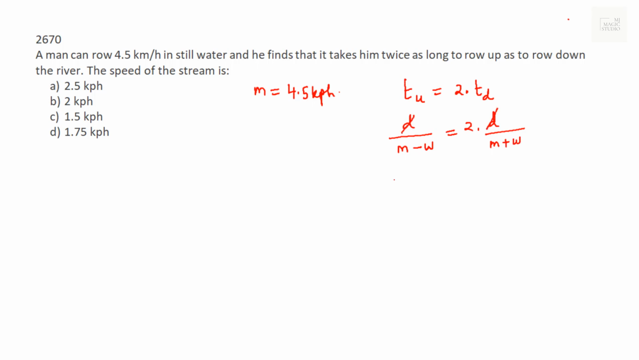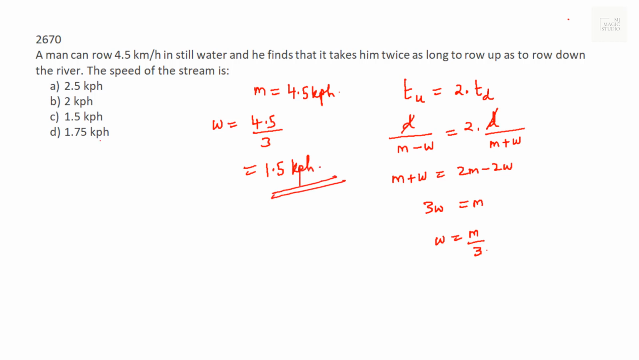So if I cancel out this d, what I'll get, m plus w is 2m minus 2w. 2m minus m is m, and this is 3w. We need the speed of the stream. Speed of the stream is m by 3. So speed of stream, that is w, is 4.5 by 3, that is 1.5 kilometer per hour, and that is given in option C.